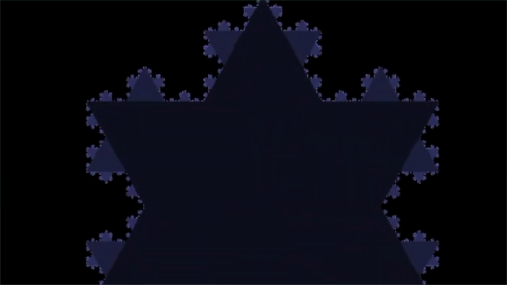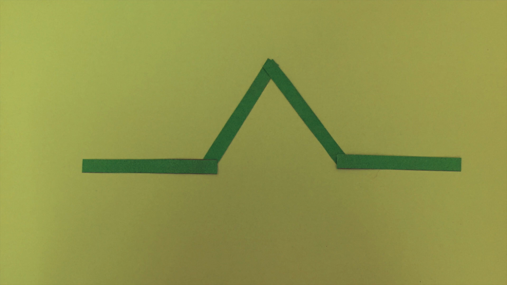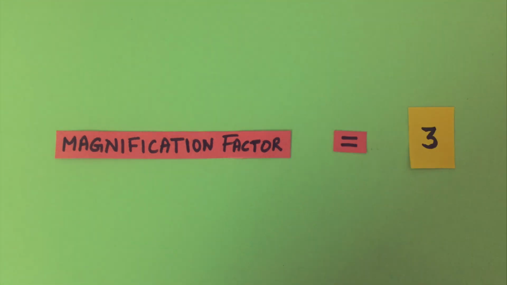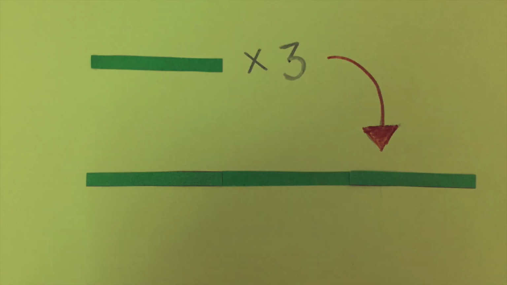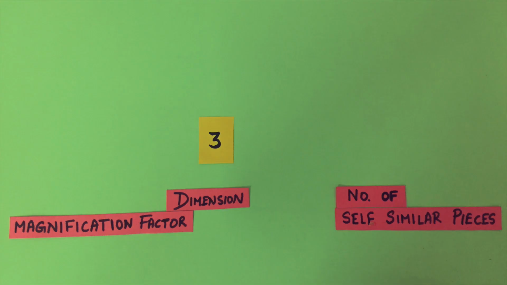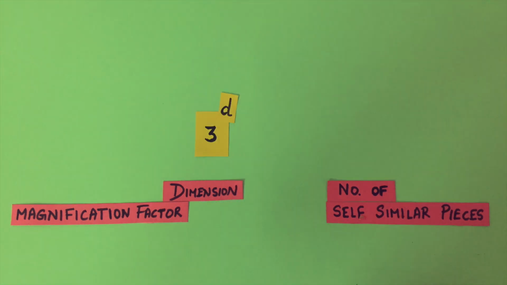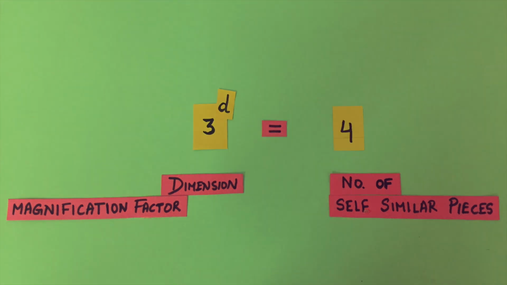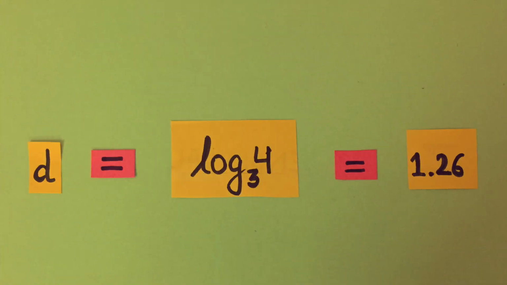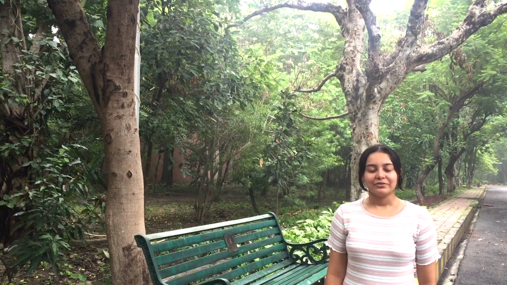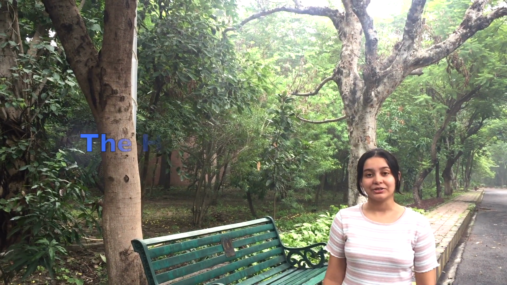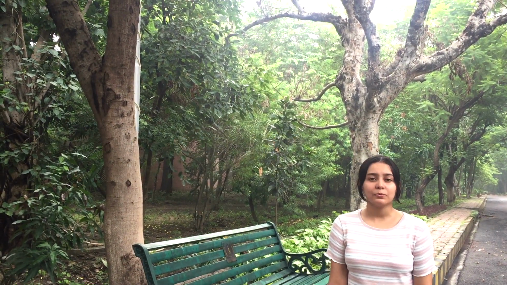Coming back to the Koch snowflake. At the second step, we have 4 smaller self-similar pieces with a magnification factor 3 because each piece is 1/3 of the original. On applying this, we get 3 raised to the power of the dimension of the Koch snowflake is equal to 4. D is equal to log 4 base 3. So it is necessary for a fractal to have a dimension called the Hausdorff dimension, which is mostly non-integer.